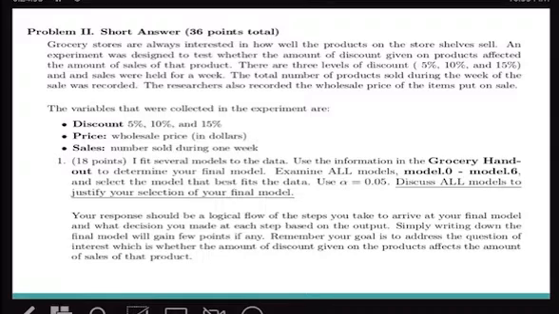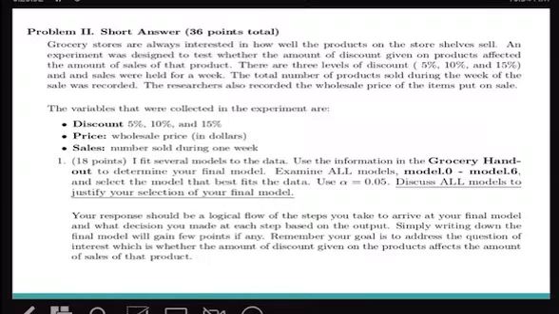We got 3 levels of discounts, which make discount categorical with 3 levels. And of course, we got price and we got sales. The grocery store is always interested in how well the products on the store shelves sell. An experiment was designed to test whether the amount of discount given on products affected the amount of sales.